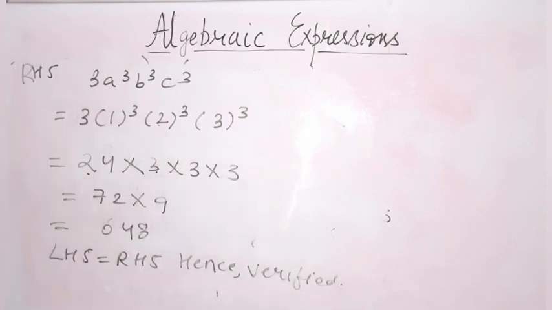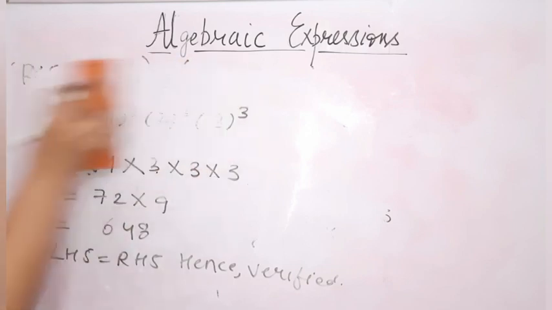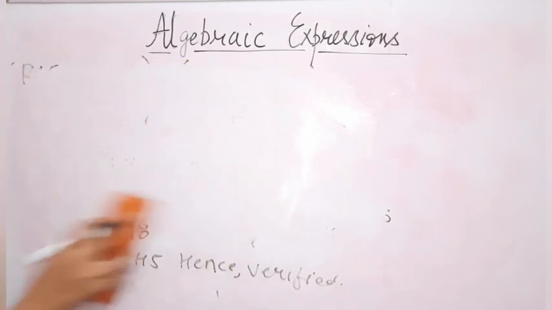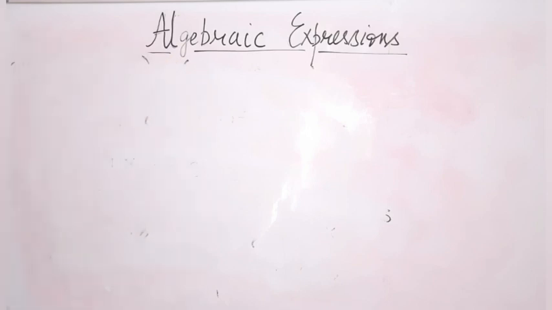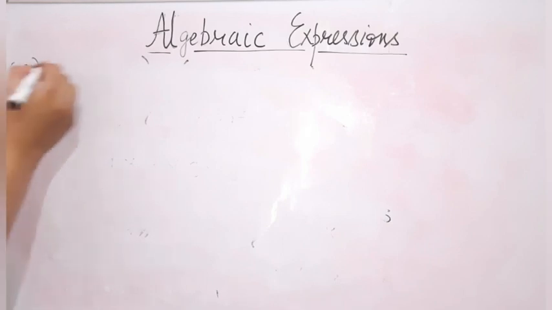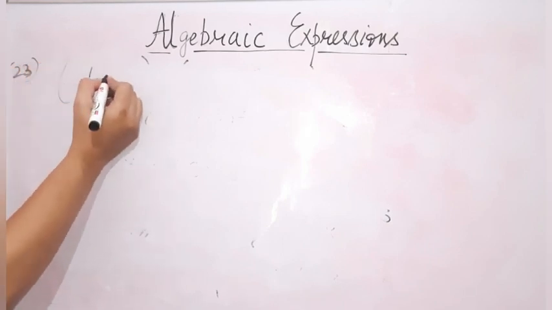Okay, this is how you have to solve this question. Now let's move on to the next question of this exercise, that is question number 23. In this also we have to place the same values: A is equal to 1, B is equal to 2 and C is equal to 3.